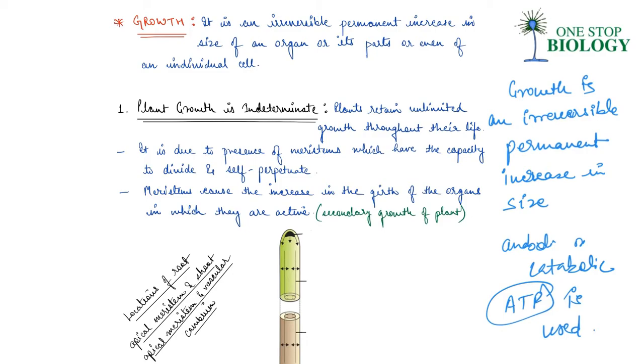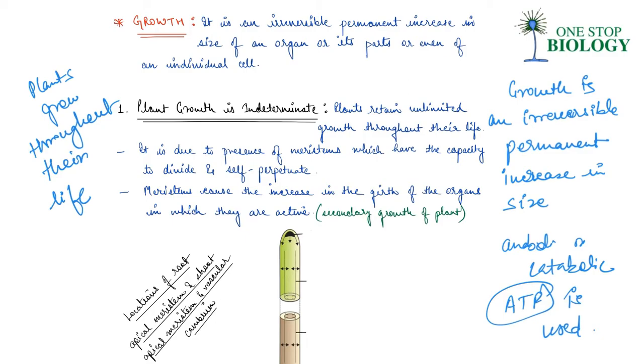Now, basically, guys, we'll see various properties of growth. The first property is that plant growth is indeterminate. What does it mean exactly? So, we say that in the case of plants, the growth is unique because plants retain the capacity for unlimited growth throughout their life. That is why we say plants grow throughout their life, right? So growth in plants is indeterminate. You cannot determine it, right? You cannot determine it.